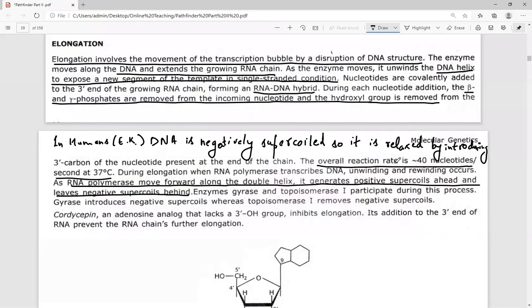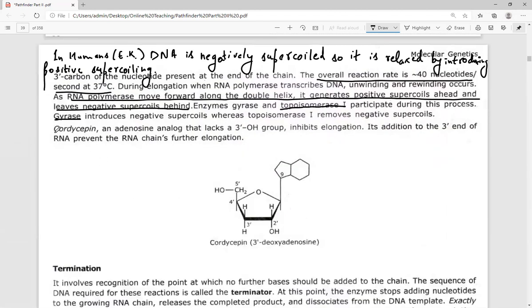Positive supercoiling ahead and leaving negative supercoiling behind. The enzyme that is going to participate here is topoisomerase 1, and this will be referred to as the DNA gyrase. The inhibitor that is present is referred to as cordycepin. Cordycepin is the inhibitor that is going to inhibit the process of elongation from taking place.